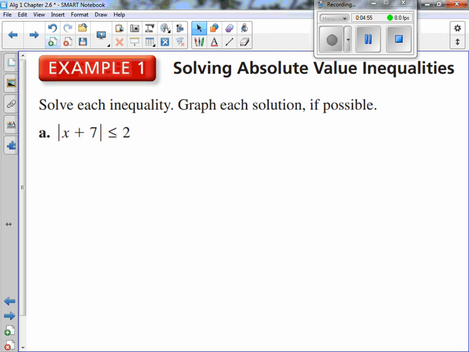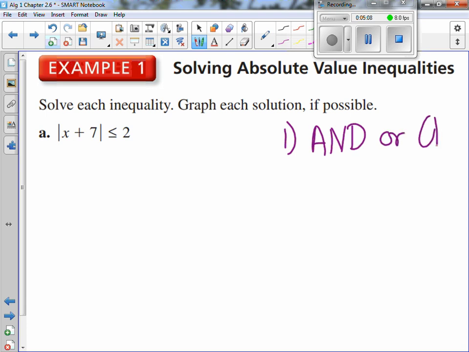So when we solve this here, we're going to have several steps. Step number one: is it an and statement or an or statement? We want to figure out which one we're talking about. And it is less than, so this one here is an and statement.